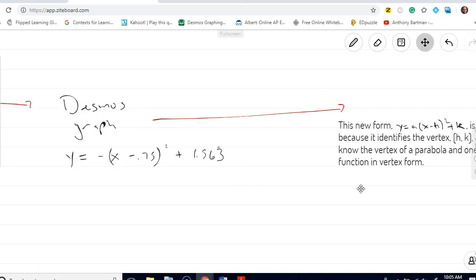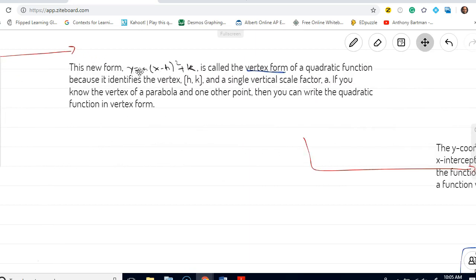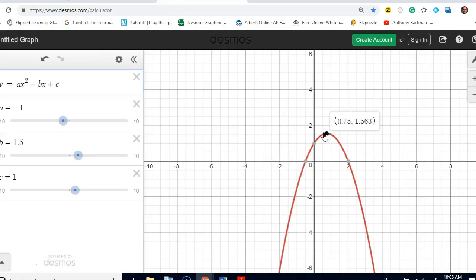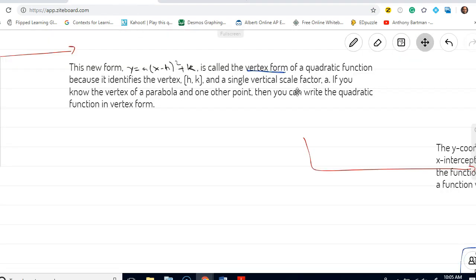Okay, and this new form, y equals a times (x minus h) squared plus k, is called vertex form of a quadratic function because it identifies the vertex. We know where this one point is, the top point of this graph, which is really an important thing about graphs, especially if you think about projectile motion, things flying into the air and coming back down. We might want to know how high does it go before it starts coming back down. So that would be an important point.